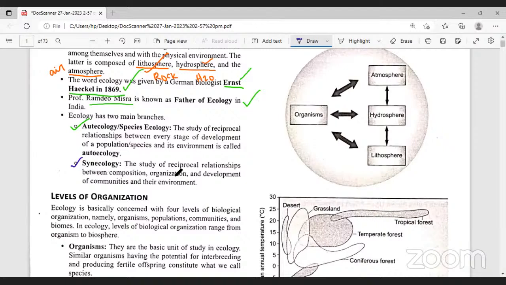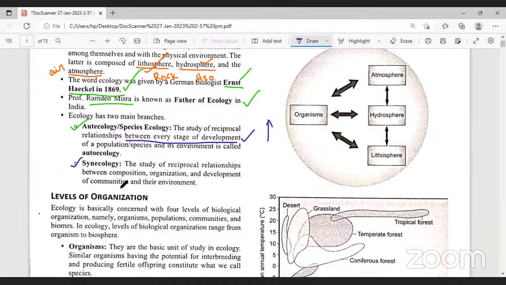Synecology is similar, but it's different. The study of reciprocal relationship between every development of population. Development means increasing order, isn't it? Increase in number, biomass, within the environment. That is very, very important. So synecology is the study of reciprocal relationship between the composition, organization, and development of the communities and their environment. Community means a group of species, isn't it?